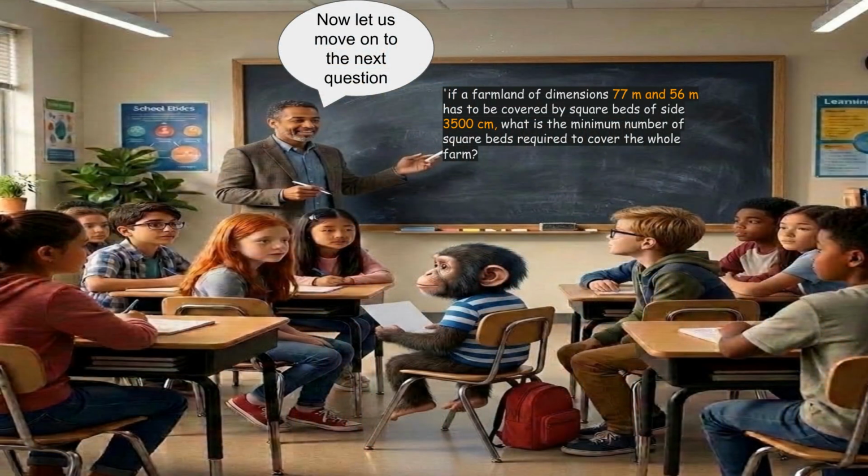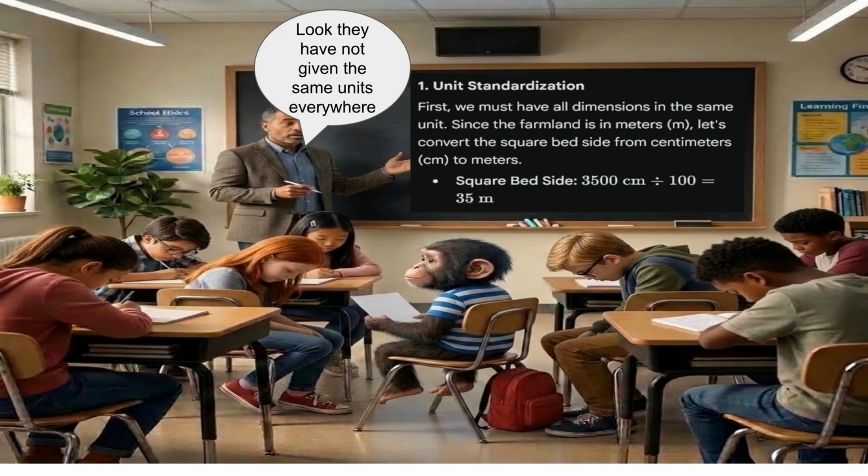Let's dive into our next problem. We have a farmland measuring 77 meters by 56 meters, which needs to be covered with square beds of side 3,500 centimeters. How many beds are needed? The first step is unit standardization. We need all measurements in the same unit.